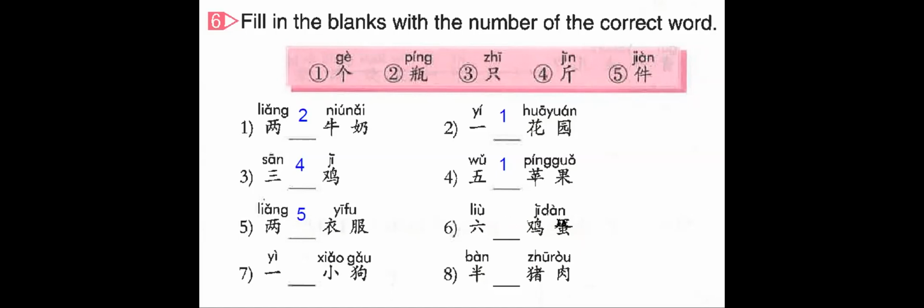Next, 6 and 鸡蛋. 鸡蛋, egg, okay? Eggs. So 6 eggs, we are counting eggs, we use this generic one. As you can see, the generic one is much more used than other measure words in Chinese. Number 7, 一小狗. 小狗, this little dog. So we are counting animals, we use this one, number 3, okay? 一只小狗.